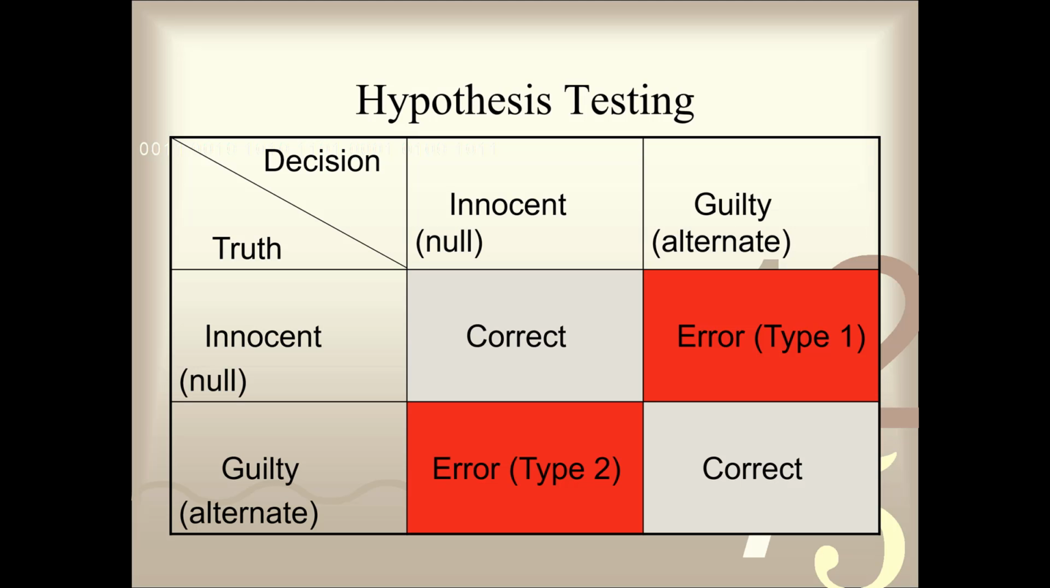Okay, so let's think about that for a sec. So I make a decision that says the person's innocent. If they are innocent, that's a correct conclusion. I don't have to worry about that. But let's say my decision is that they're guilty when they're innocent. That's what's called a type 1 error. And the reason I bring that up is because we're going to talk about level of significance in these two chapters. And level of significance, or alpha, is the probability of that type 1 error.